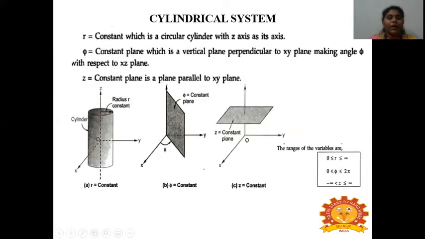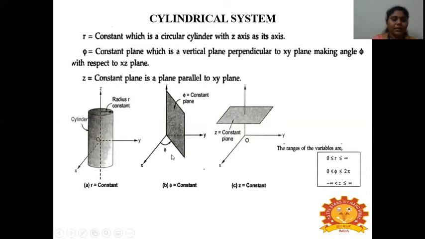Next, again there are three axes. If we make one axis constant, how will the other two axes be? Either it will be a line, or a circle, or a plane. We have to find out. So if we make r equal to constant, that is, if the first axis r is constant, then it will give us a cylindrical structure with the z axis as its axis.